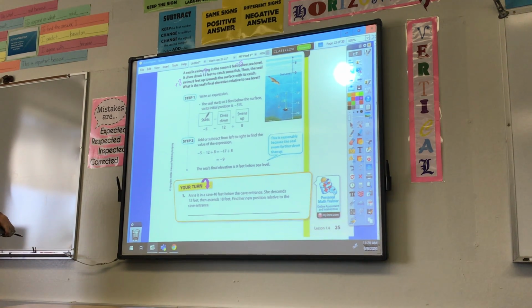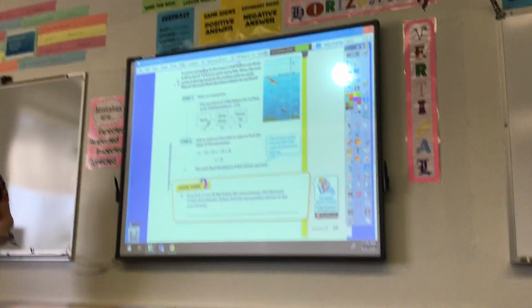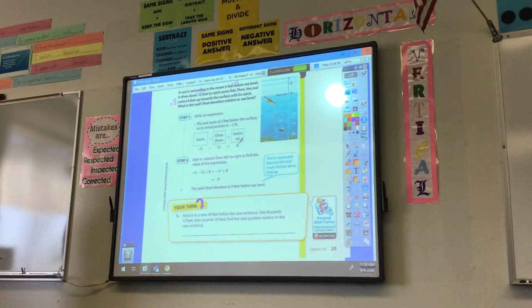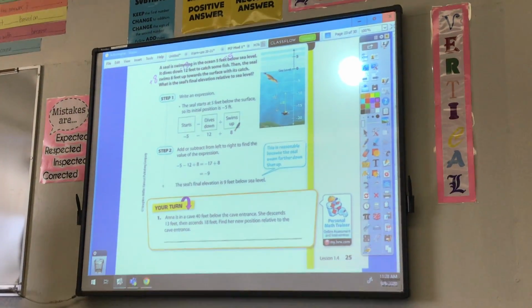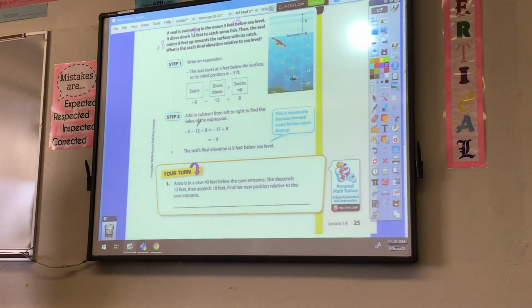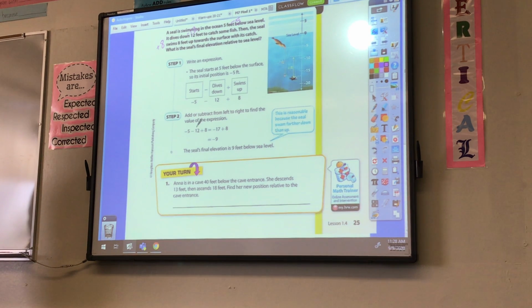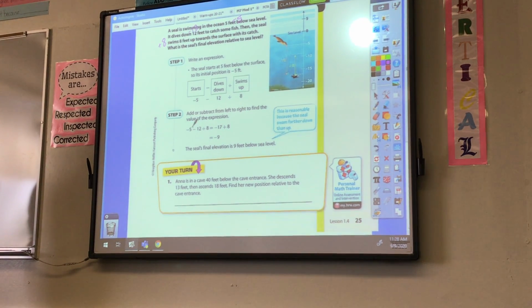So your starting point, and then you subtract when you go down, and then you add when you go up. So there's our negative 5, our negative 12, and our positive 8. All right? So what I want to do here is I actually want to do the keep, change, change. So I'm going to keep my negative 5, I'm going to change to addition, and I'm going to change the sign. So I get a negative 5 plus negative 12 plus 8.